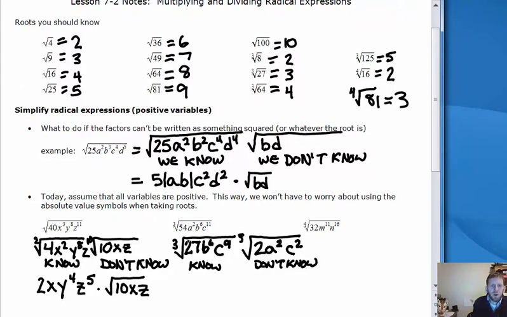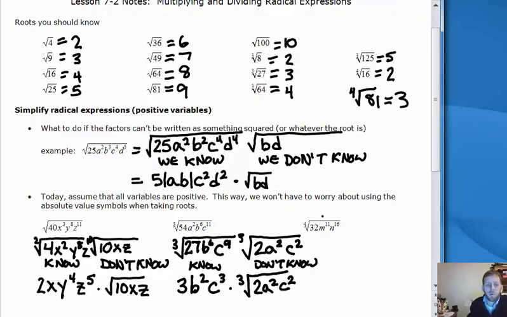So when we cube root the things we know, I know the cube root of 27. Up here it says it's 3. When I cube root b to the 6th, think of dividing the exponent by the root. 6 divided by 3 is 2, so that's b squared. c to the 9th divided by 3 is c cubed. So these are the things I can simplify. The things I can't simplify include this cube root of 2a squared c squared. And this is what my final answer will look like for this problem.